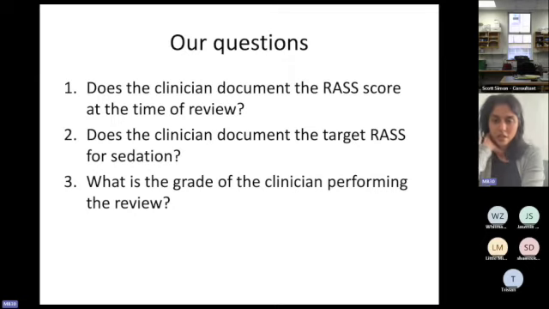We also decided to look at the grade of clinician performing the review, because within ICU we have a whole range of doctors, varying grades all the way from foundation. We've got different disciplines, medics as well as anaesthetic trainees and ITU trainees, and we've also got ACCPs at the Glenfield. I'm not sure about LRI, so we decided that we would collect this data as well.